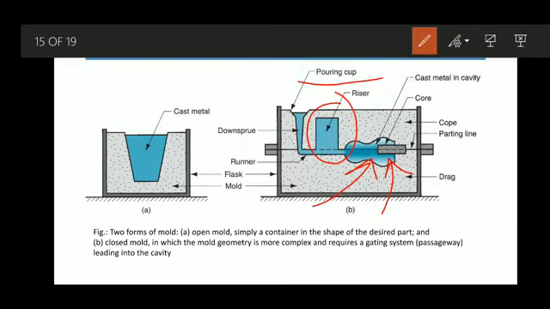Now, if we are discussing the riser, I have already done riser design in manufacturing technology, but we are still recalling it. With the help of the riser, it acts as a reservoir for the molten metal. When the liquid metal solidifies, we already know it will contract, that is, the volume will decrease. To compensate for that, the riser helps in compensating. That is one of the uses of the riser.